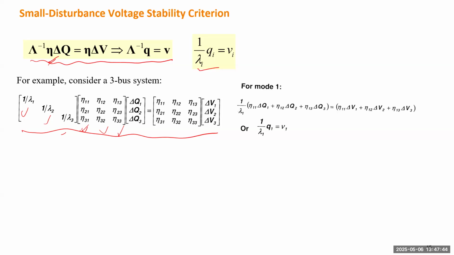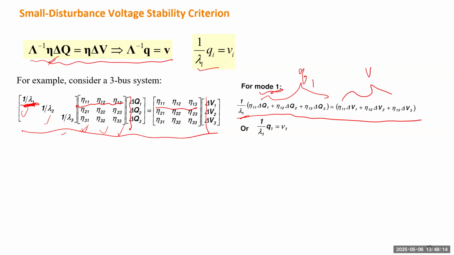So we know there's 3 eigenvalues, which means the system has 3 modes of voltage stability. For instance, if we pick mode number 1, which corresponds to lambda 1, you will pick the first equation. So this lambda 1 will be equal to the first row multiplied by this column and this row multiplied by that column. So we'll generate this equation. And we can define everything here as Q1, and everything there as V1. So we'll have this equation.